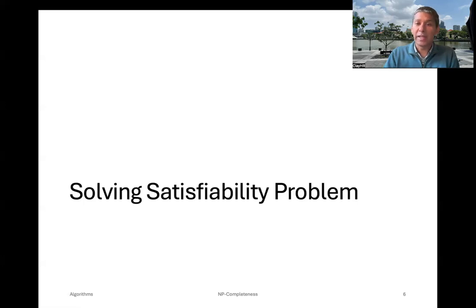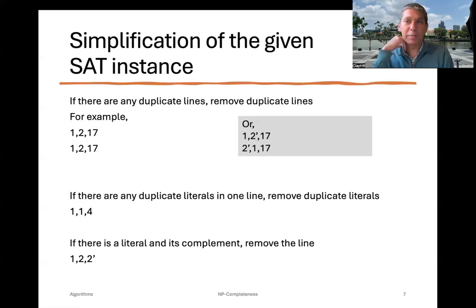Let's try to solve the satisfiability problem. Just because the problem is NP complete, or in other words a hard problem, does not mean that we should not try to solve it or that it's not solvable. All it means is that we are not super likely to find a polynomial time algorithm, but we can still try to solve it. So let's start by simplifying the given SAT instance.